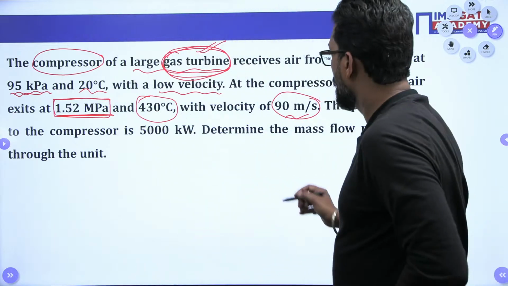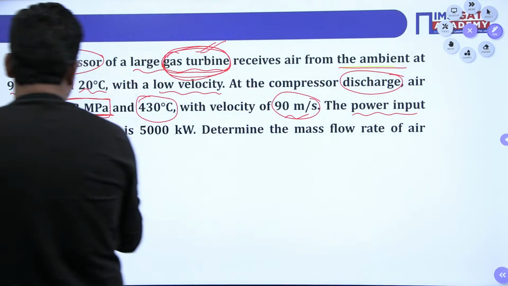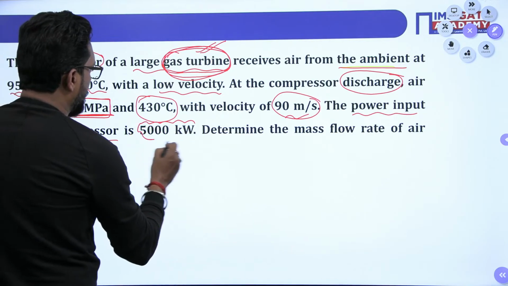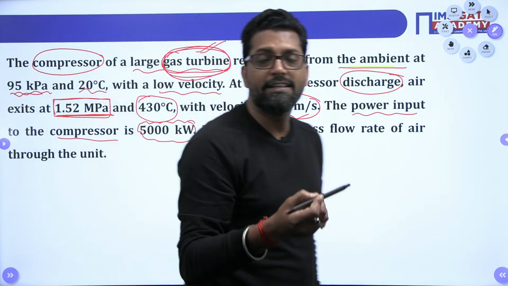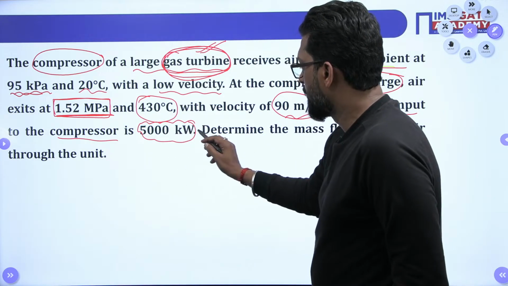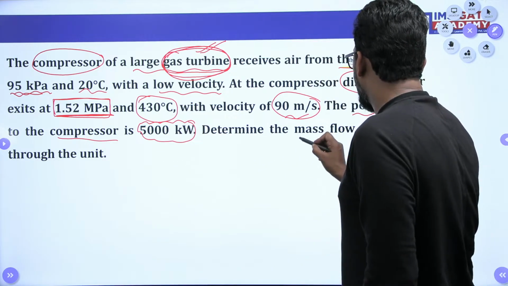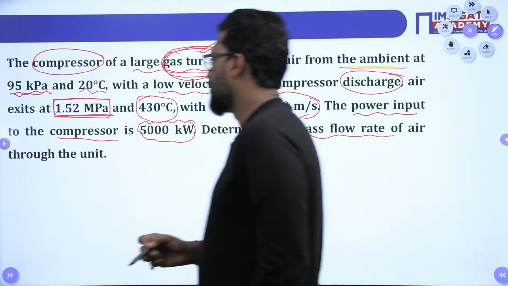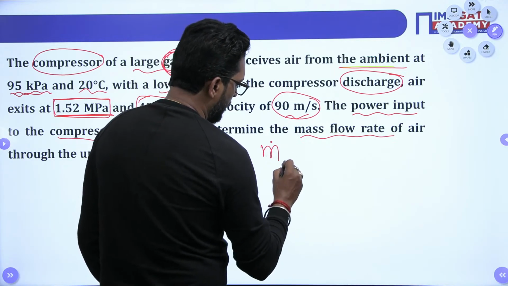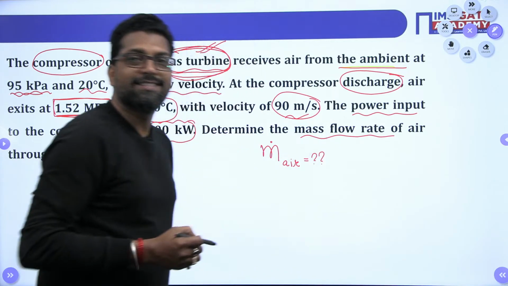Okay. The power input, that means what is the power consumption of the compressor? So the compressor input power is given. This is an input device. Compressor is a kind of input device. Pump is a kind of input device. So it will consume the power 5000 kilowatt. Determine the mass flow rate of air through this unit. That means we have to find the mass flow rate of the air. That's it. So let's start with the question.